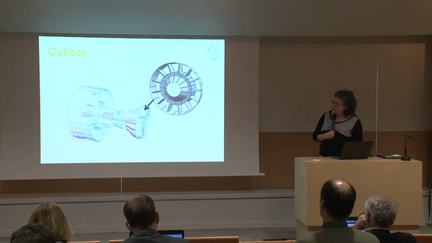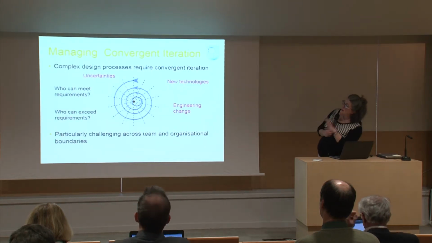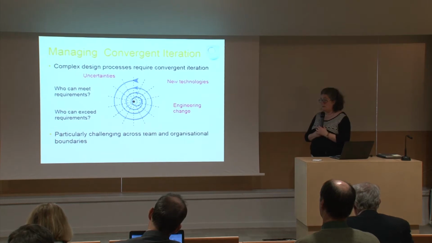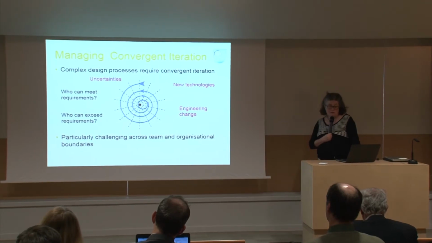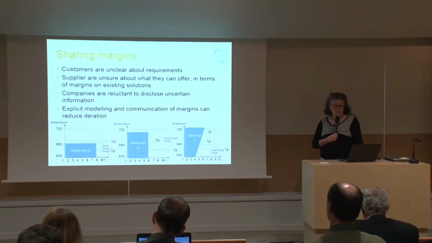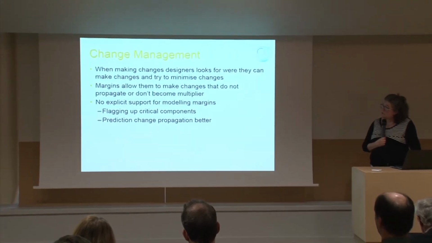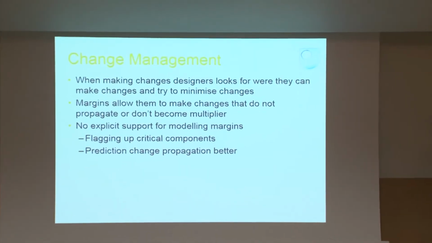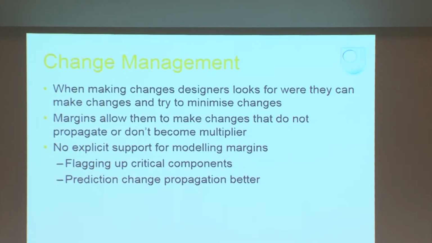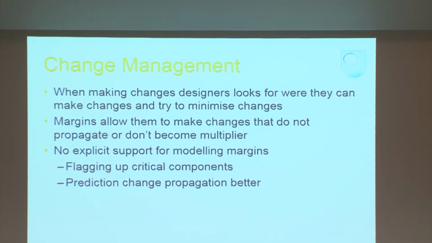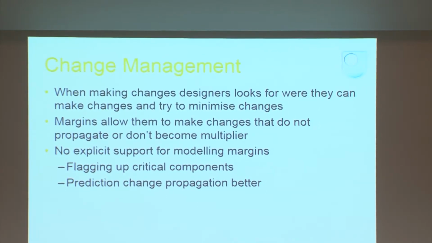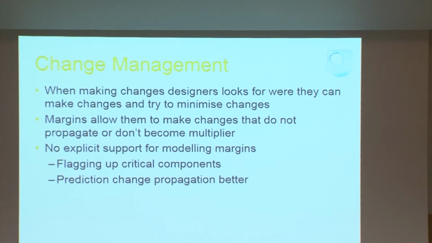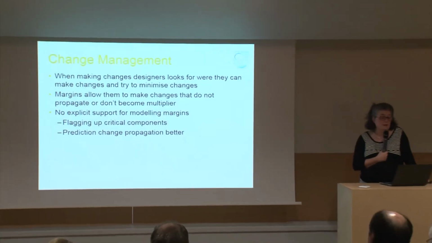So in the outlook, we were partly planning to apply this to analyzing iteration, as I was saying earlier, because here it's very much a game of what are the margins, what are the uncertainties, and what are we willing to disclose about it. And also to use it in change management, because a better understanding of margin should lead to a much better prediction of change propagation, so that processes can be managed more efficiently, or companies can make better informed choices about what projects they actually want to let themselves in for.